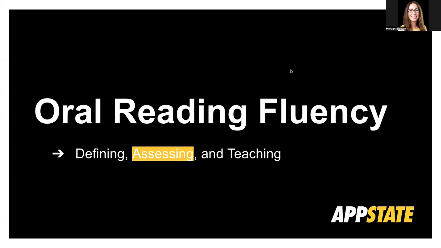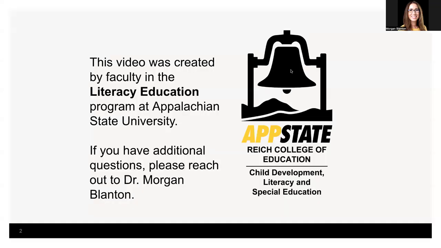This is the second video in a three-part video series about oral reading fluency. The first one was defining oral reading fluency. If you missed that video or would like to go back and review it, go to part one. This second video is going to be about assessing oral reading fluency. And then the third will give you some ideas about instructional strategies for teaching students to have increased oral reading fluency. This video was created by faculty in the Literacy Education program here at App State University.